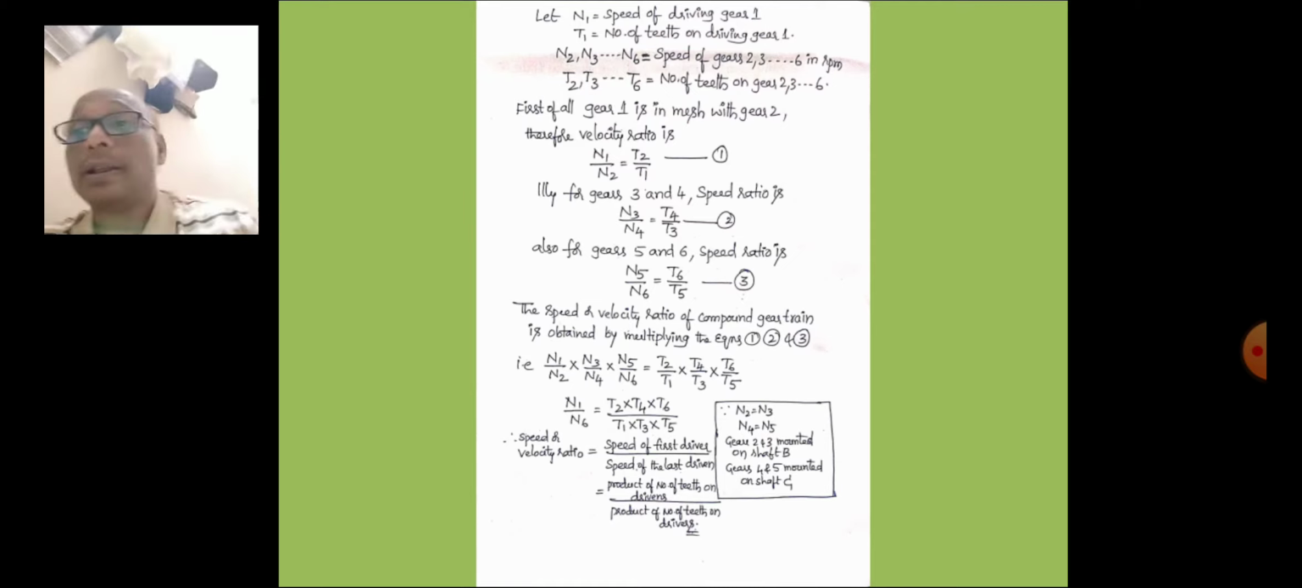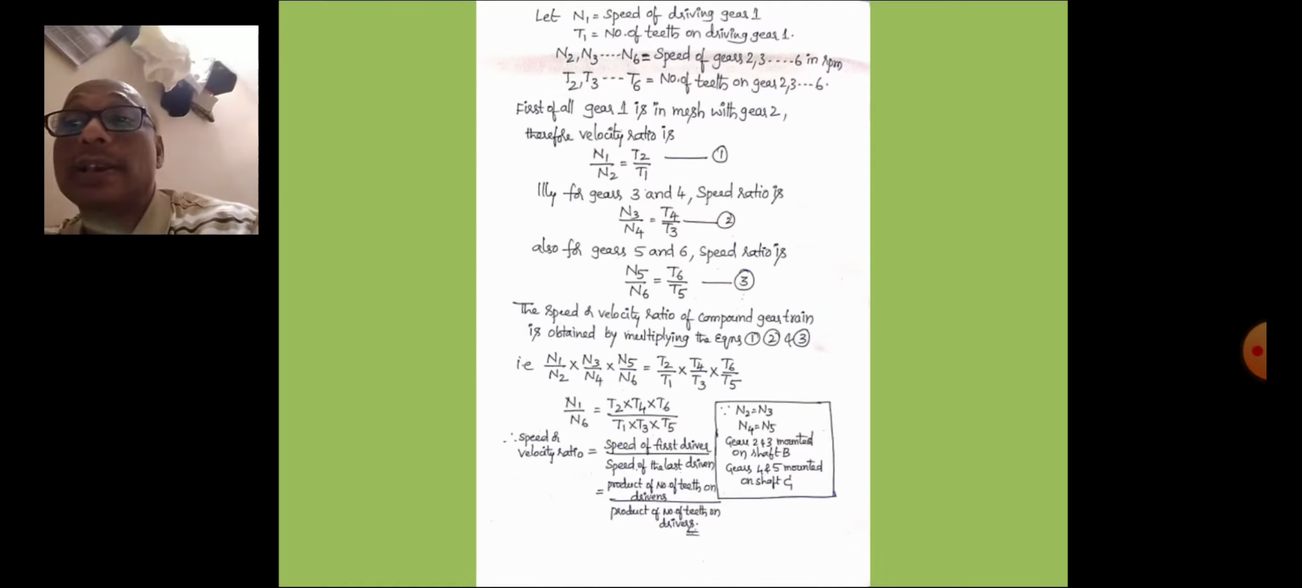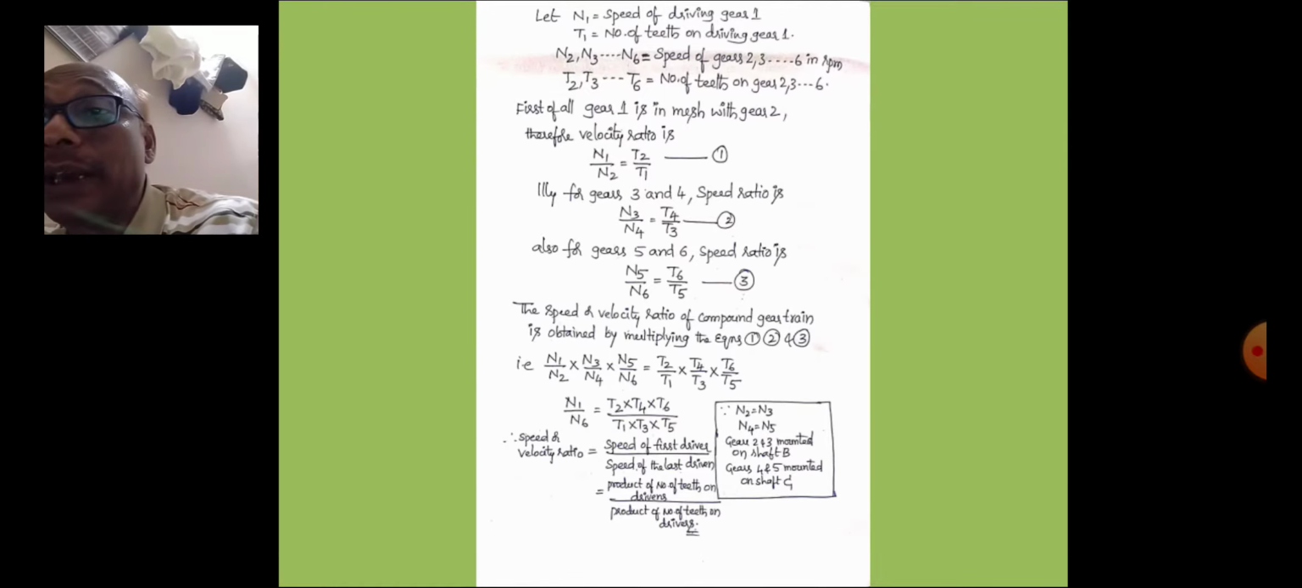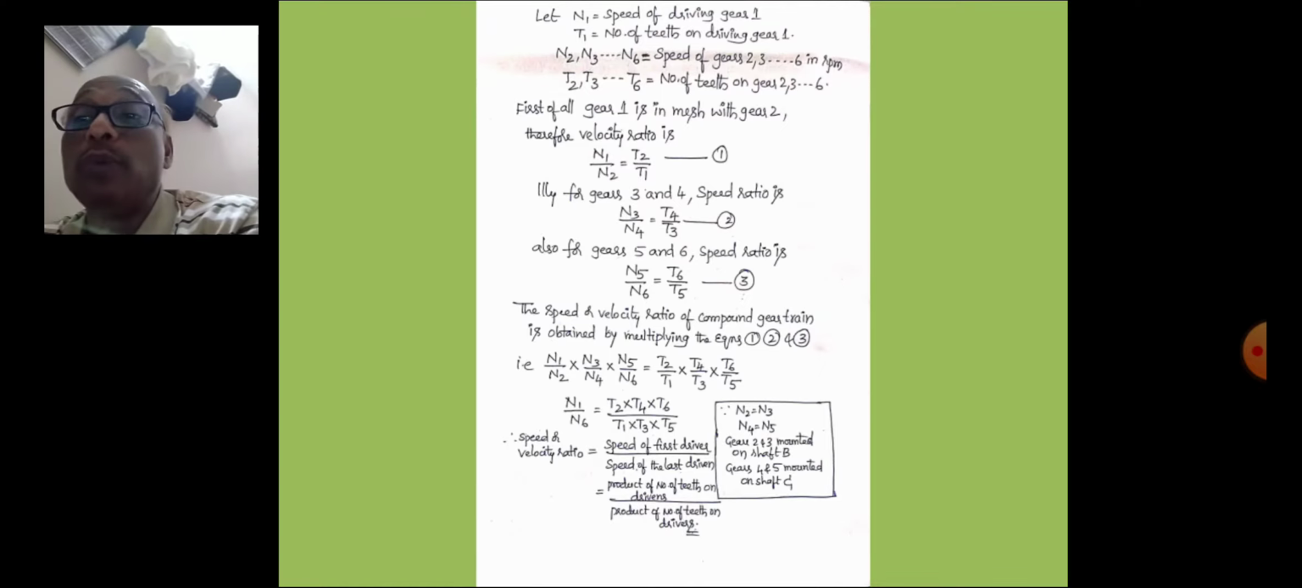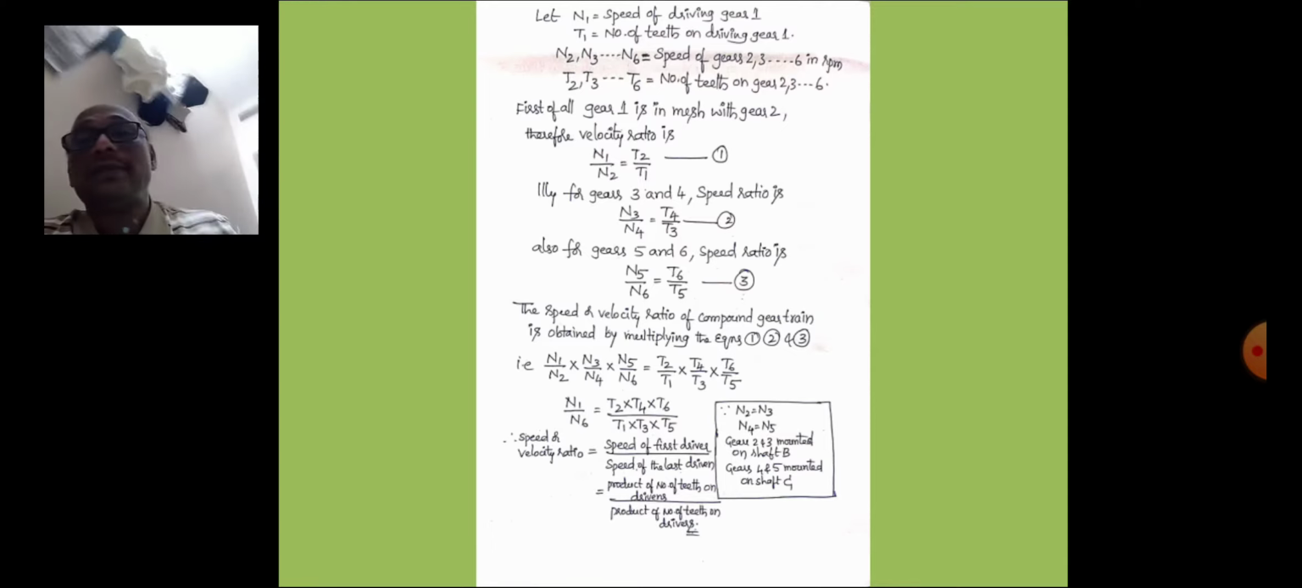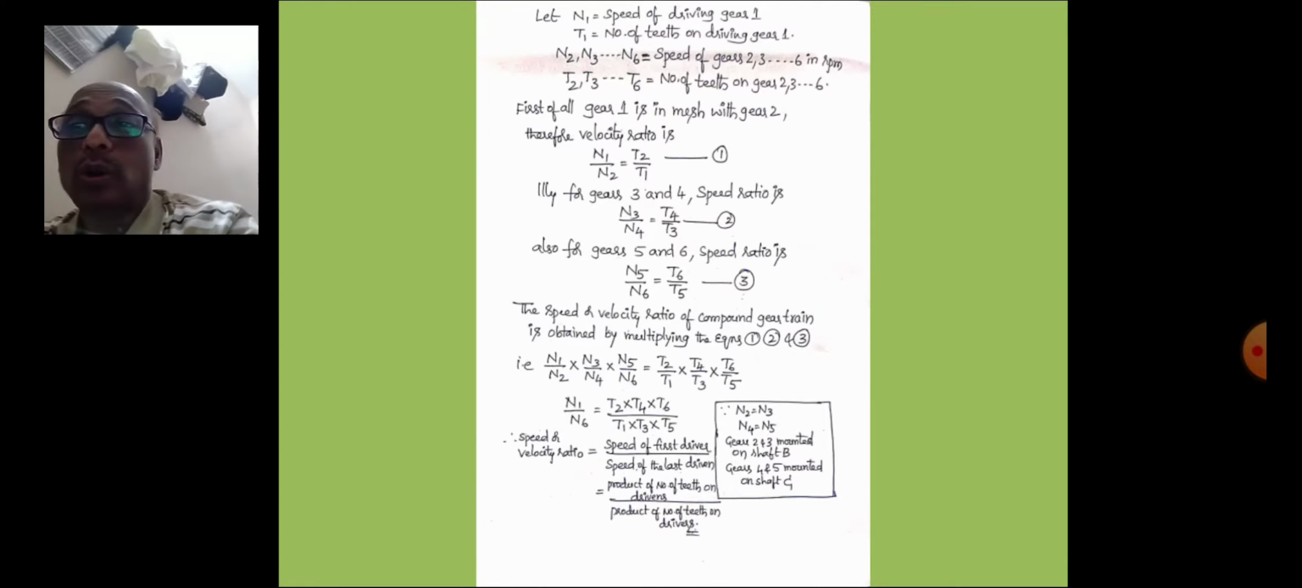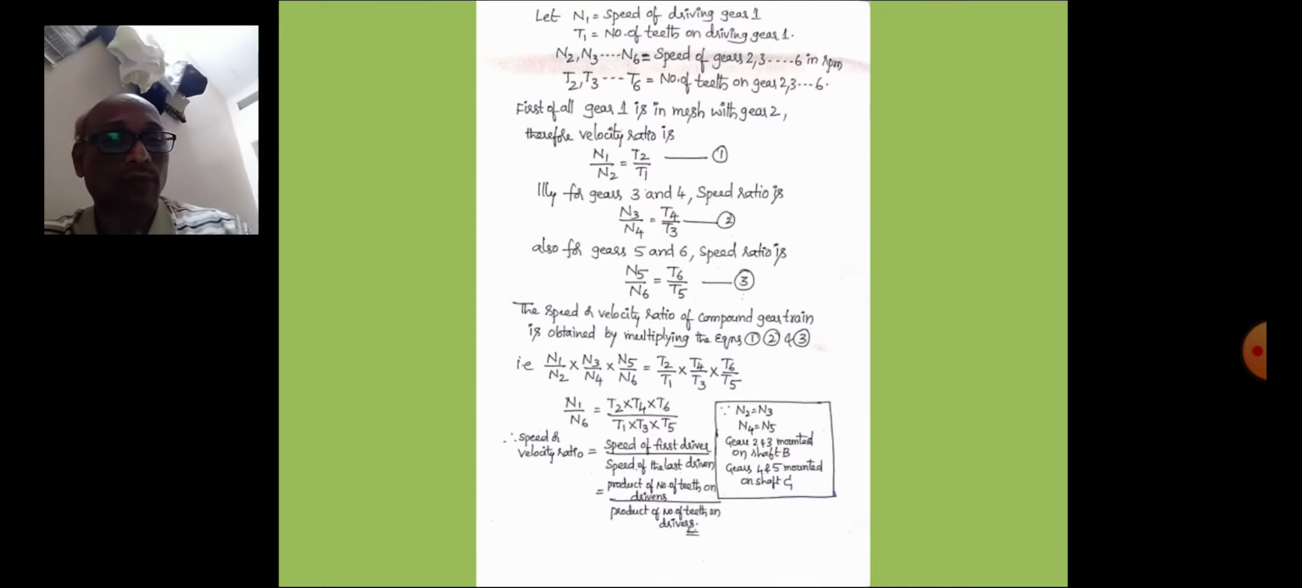by the product of number of teeth on drivers. Gear 1 is driving gear 2. Therefore, 2 is called the driven whenever I am finding the velocity ratio between 1 and 2. Similarly, gear 3 is driving gear 4, so between 3 and 4, gear 4 is the driven. Similarly, when I am finding the velocity ratio between 5 and 6, 5 is driving gear 6. Therefore, 2, 4, 6 are called drivens. So, the product of number of teeth on drivens.